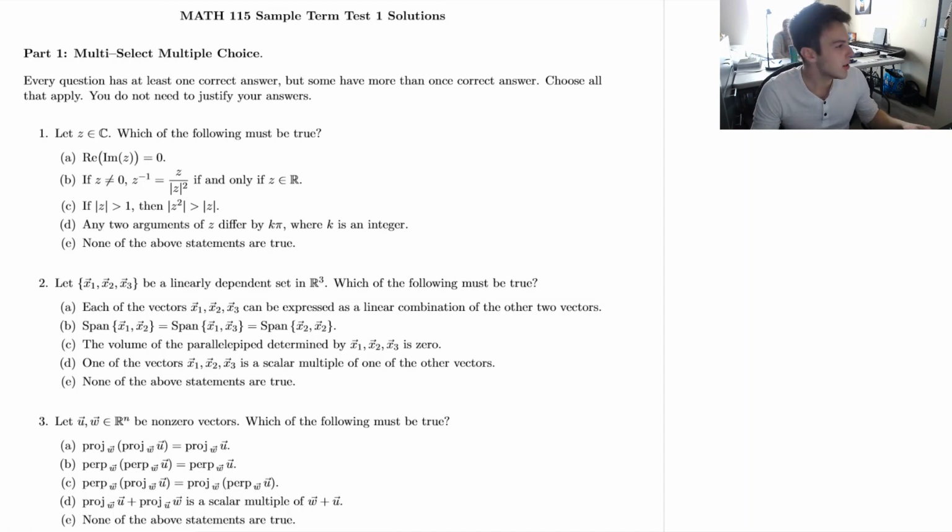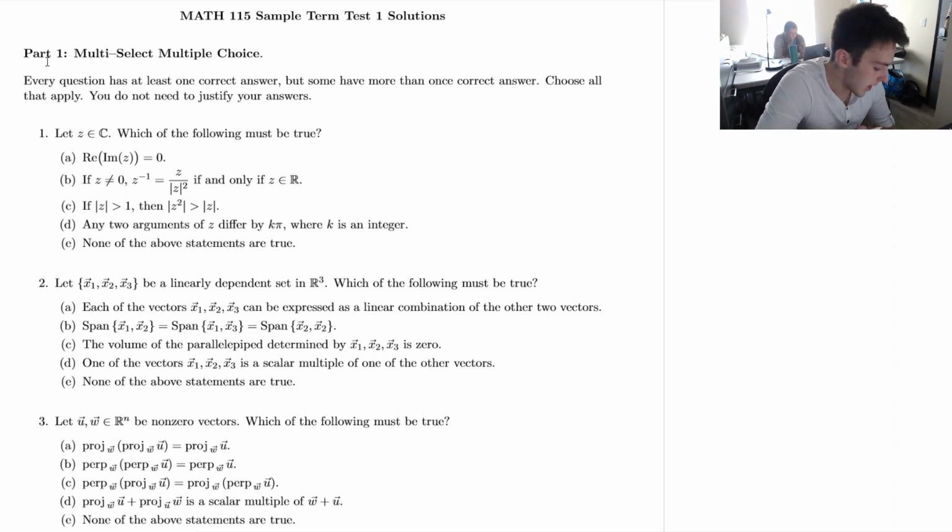Hey guys, I want to do a video that goes through all of the multi-select multiple choice on the linear algebra sample term test and just go through why each of them are true and why they're false, since the solutions don't really have any justification. So let's get right into it.